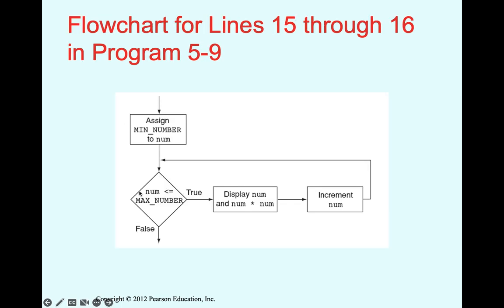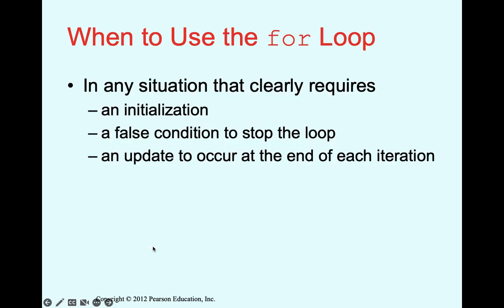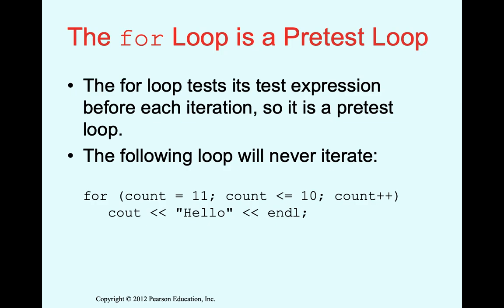So this is the flowchart for this. We start by assigning 1 to num, and then we check if it's less than or equal to 10 all the time. Every time we print this num and its square, and then increment, and go on this 10 times and then exit. So in any situation that clearly requires initialization, a false condition to stop the loop, and an update, we will use just for. Okay, so in this situation, for is better than while or do while.